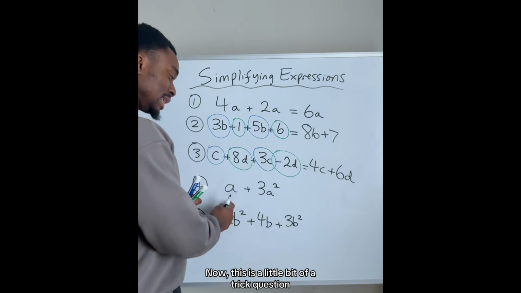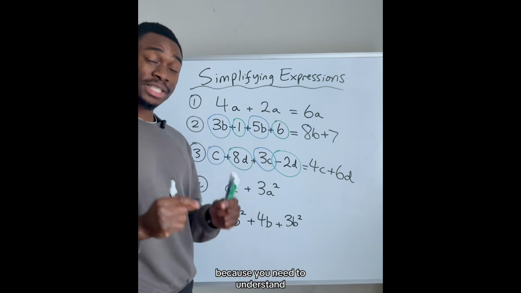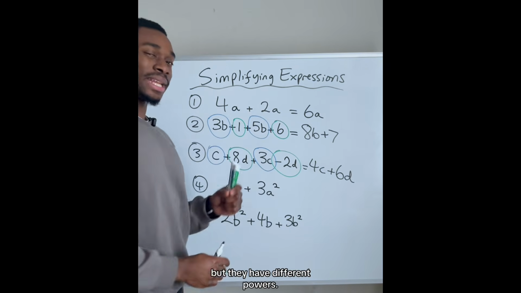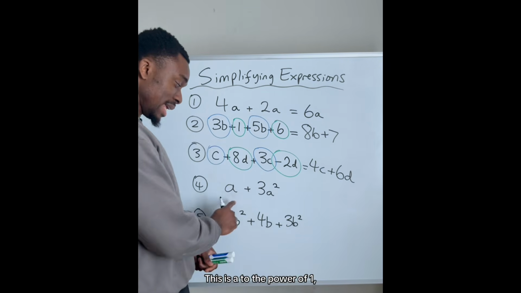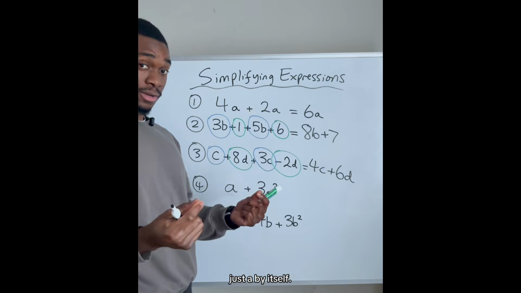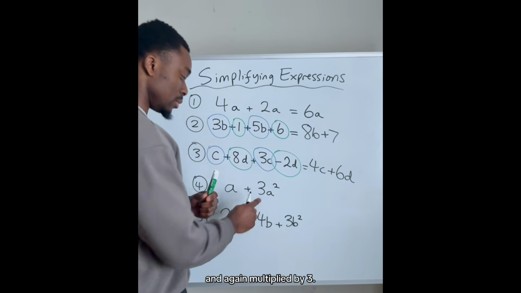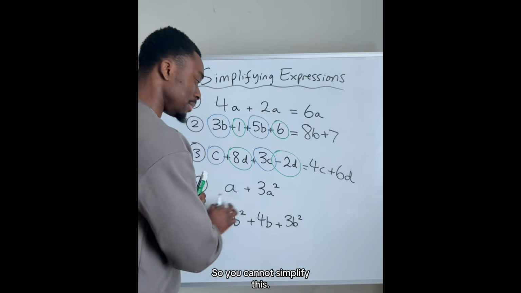Question number 4. Now this is a little bit of a trick question because you need to understand that they are unlike terms. They have the same letter a, but they have different powers. This is a to the power of 1, just a by itself, and this is a to the power of 2, so a times a, and again multiplied by 3. So you cannot simplify this.